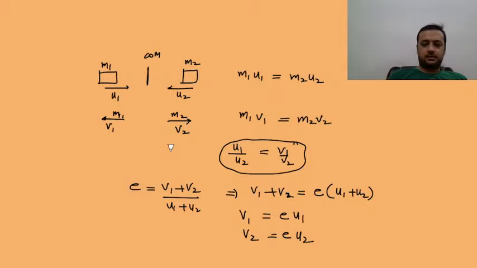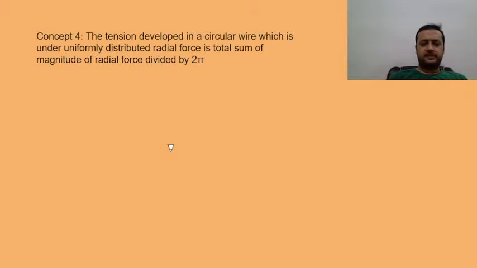I hope you would have understood. So let's move to concept 4. The tension developed in a circular wire which is under uniformly distributed radial force is the total sum of magnitude of radial force divided by 2 pi.